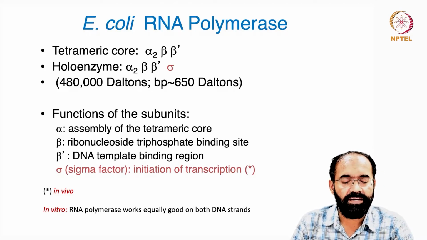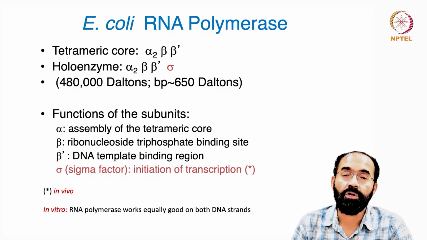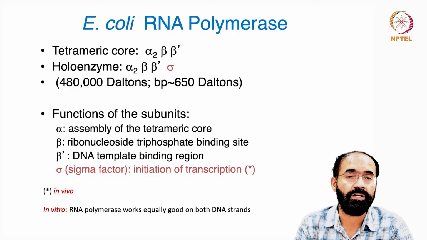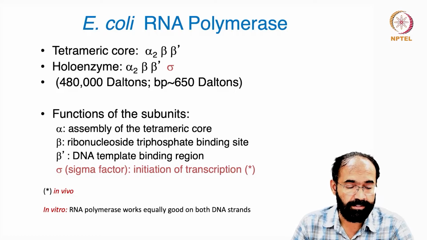Their molecular weight is roughly around 480,000 Dalton, and an individual subunit can range up to 650 Dalton per base pair, whereas the total protein is around 480,000 Dalton. This is a rough estimate for us to understand how big the protein is. And the molecular weight of proteins is usually referred to in Daltons after the famous scientist Dalton.